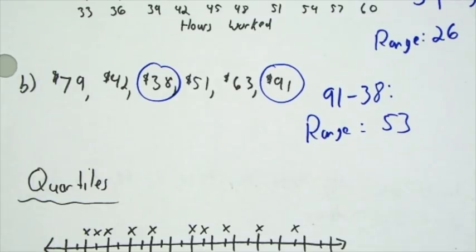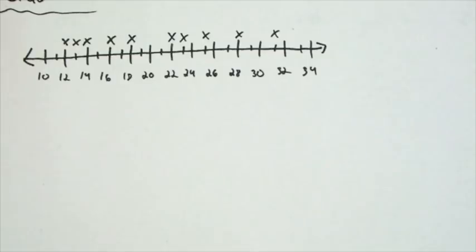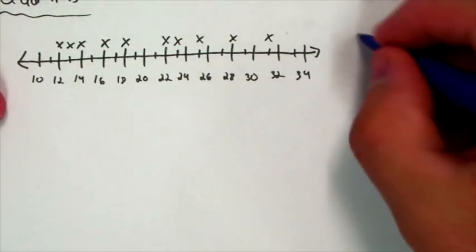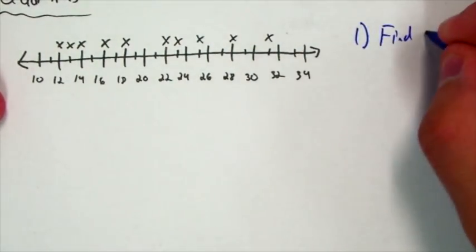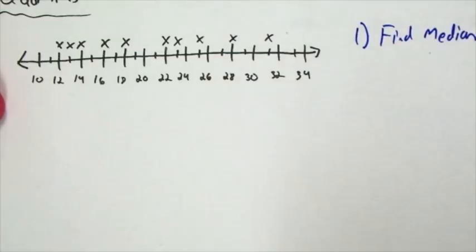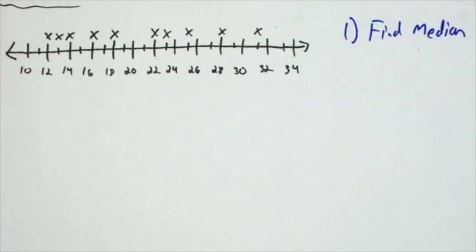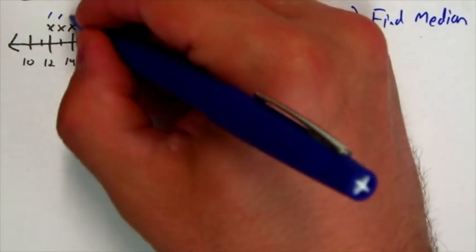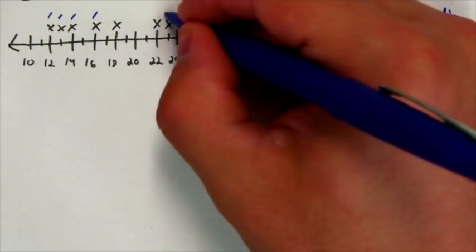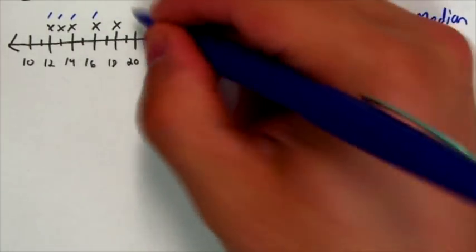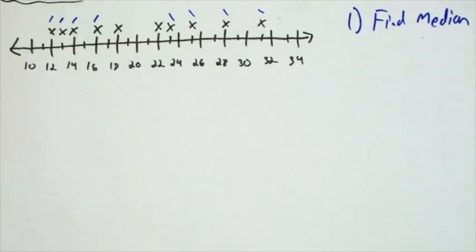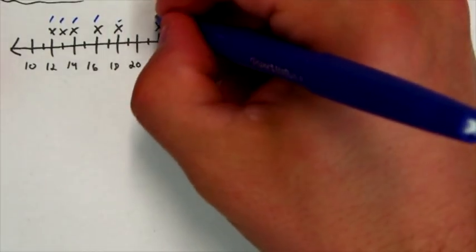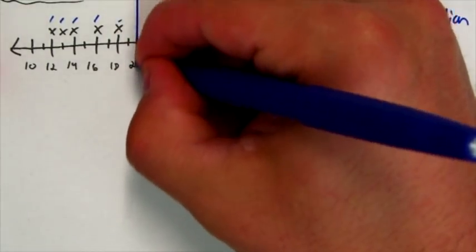It's the quartiles that are a little bit more difficult. So when we look at quartiles, we need to find the median first. So the first step is find the median. So what we have to do is we start crossing off from each side. And now we have two numbers left in the middle, which means that it's the mean of these two numbers. So the mean of 18 and 22 would be 20. So here is the median.